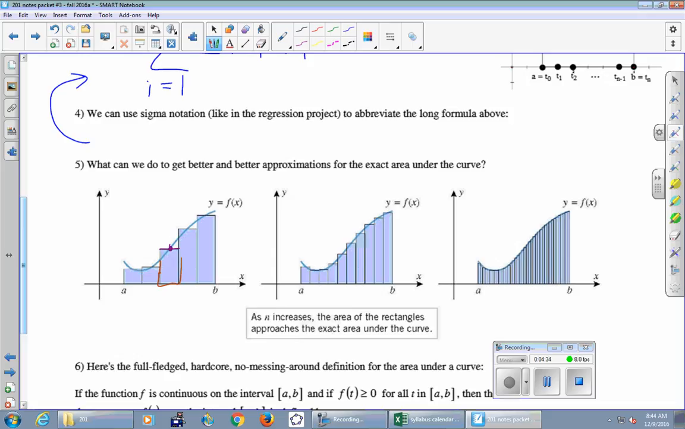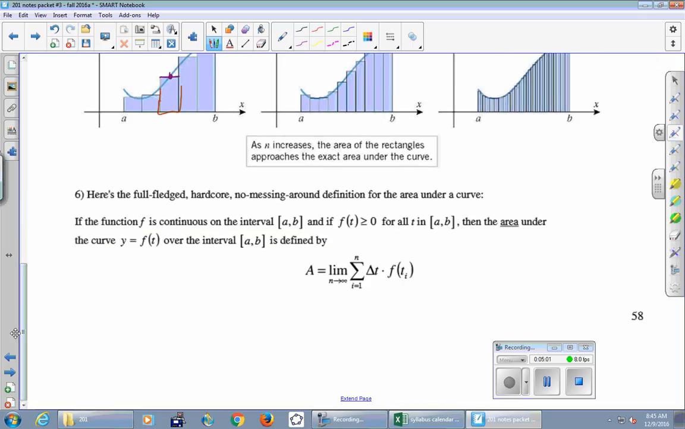Yeah, it's getting more and more accurate as we go to the right, yeah? Okay, and so like we said up above, the more rectangles, the better. In this last picture, I can barely even tell that I'm missing some area that I want, or capturing area that I didn't want. Okay, so down here, as n increases, remember n is the number of rectangles, the area of the rectangles approaches the exact area under the curve.